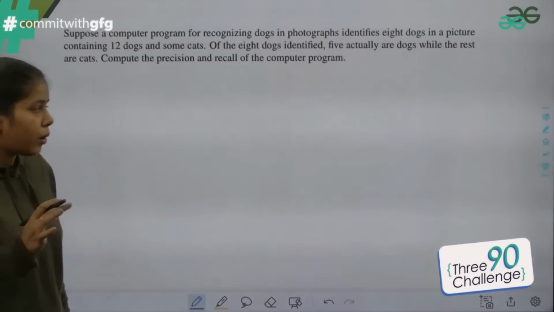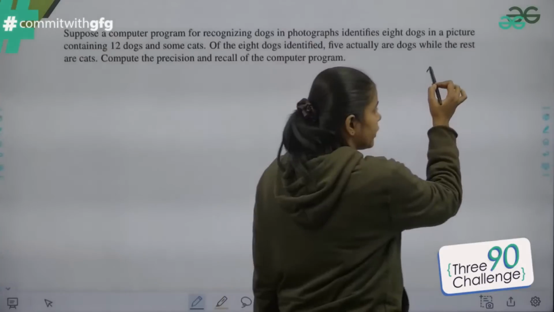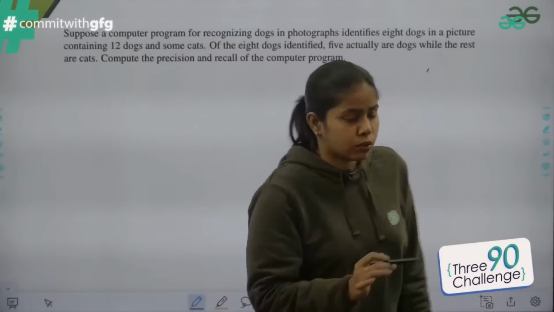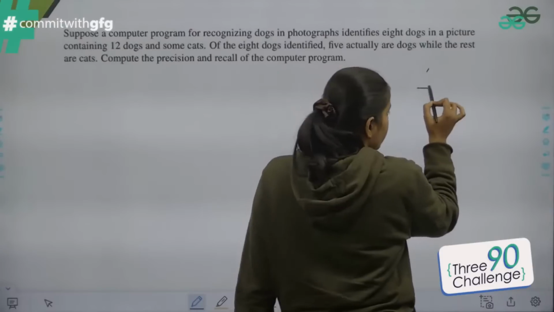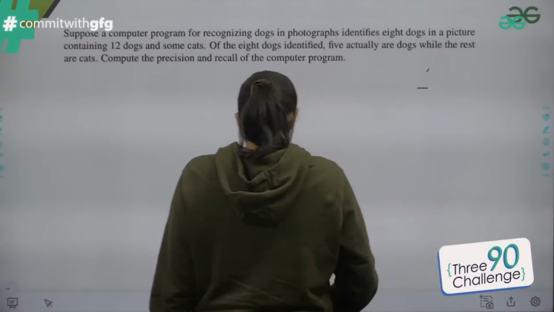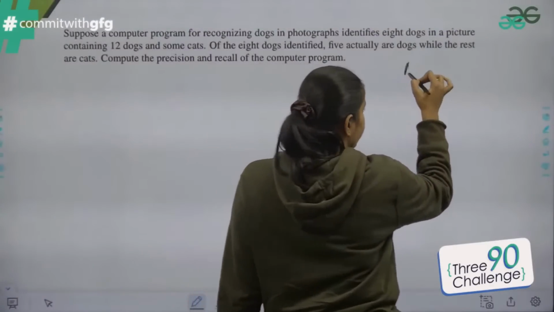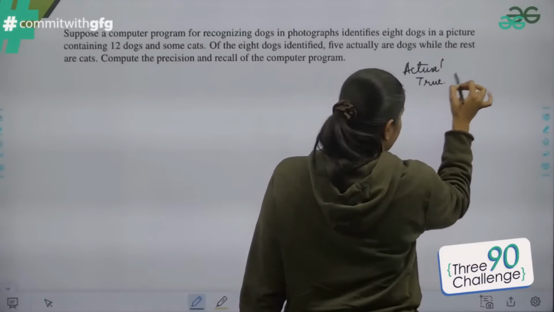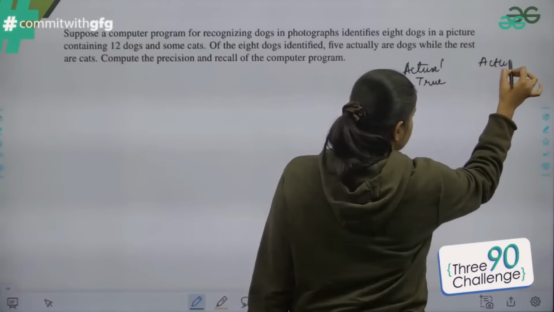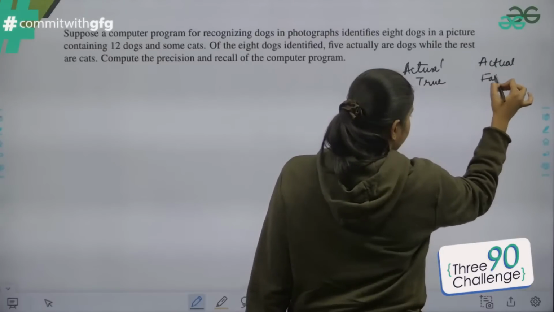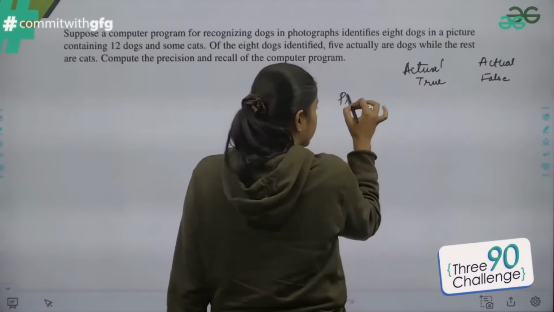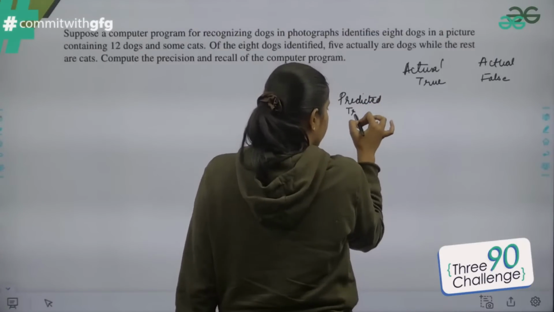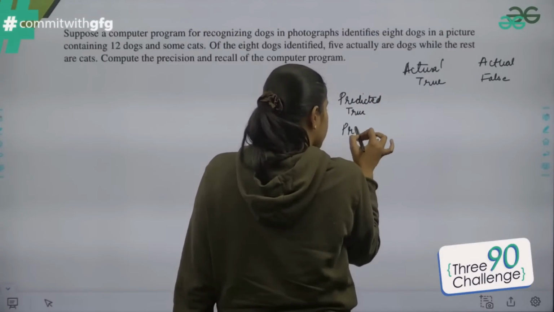So, guys, I hope all of you know what is true positive, true negative, false positive, and false negative, right? So let me tell you what is true positive. Let's suppose actual true, and actual false, predicted true, and predicted false.